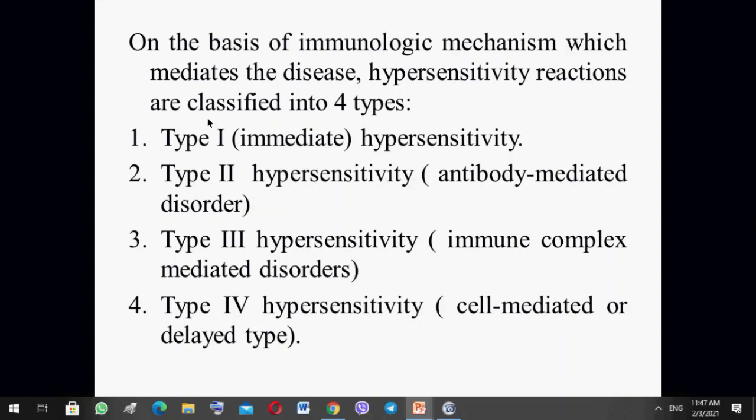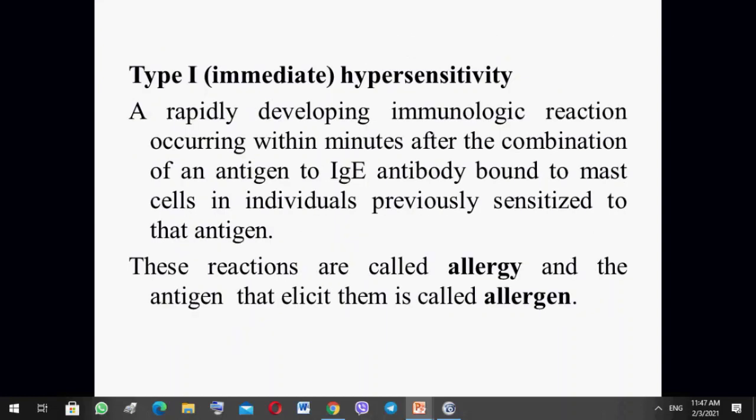This type of reaction also, when we say type 1, it means the immediate hypersensitivity reaction. When we say type 2, it is the antibody-mediated hypersensitivity reaction. When we say type 3, it is an immune complex-mediated reaction. And when we say type 4, we mean cell-mediated or delayed type hypersensitivity reaction. So we will come to them and discuss each one separately.